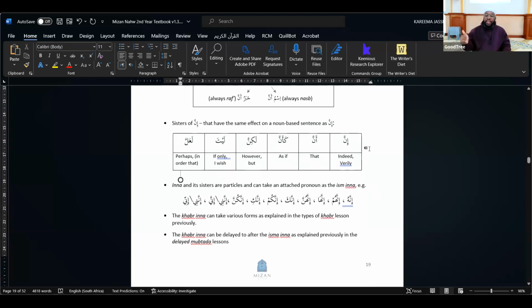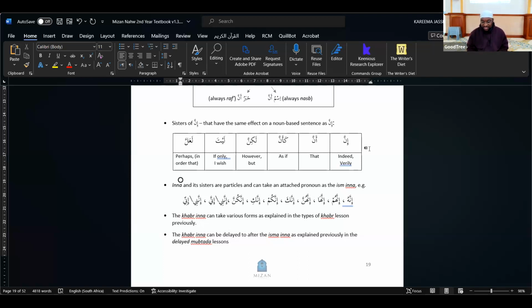What are the sisters? Inna, anna, ka'anna, lakinna, layta, la'alla. Right? So what are they? Inna, anna, ka'anna, lakinna, layta, la'alla. Six of them: 1, 2, 3, 4, 5, 6. So you must know them by memory, right? I'll test you next week when you come to class.